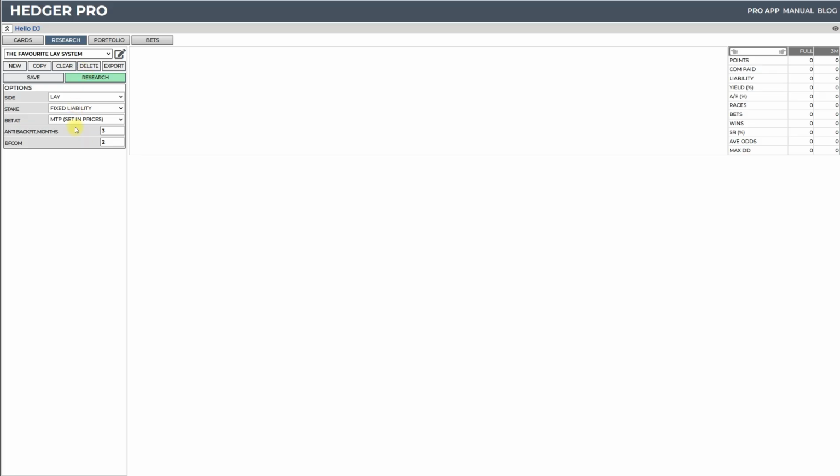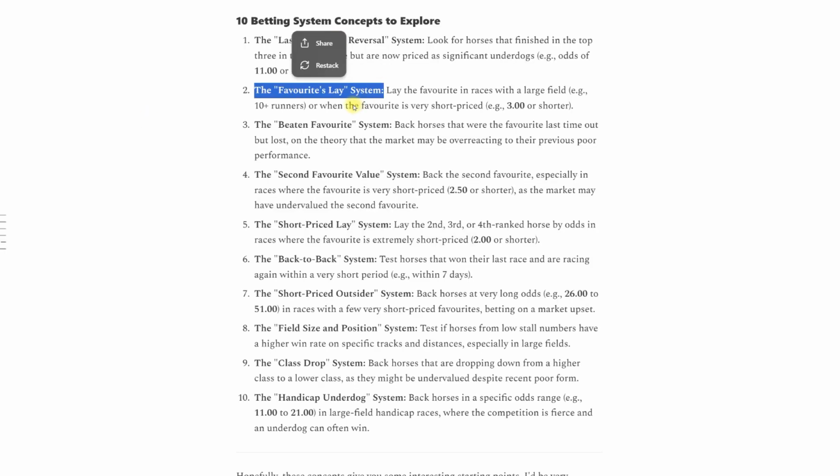So I can get started and create a system that lays the favourite in races with a large field, i.e. 10 runners plus, or when the favourite is very short priced as well with these large fields, i.e. 3 or shorter. So we'll test this theory of laying the favourite in large fields and very short prices and see if it has actually got some mileage. If it hasn't, well, we'll soon find out.